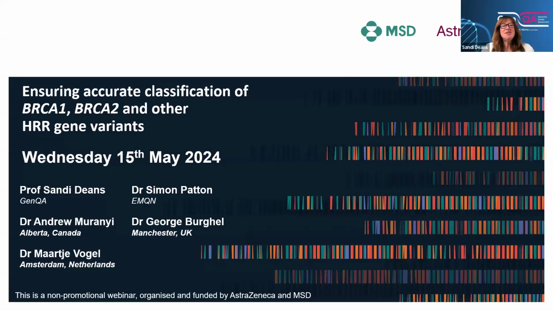Thank you, Simon. So just to add my welcome to everyone on the webinar today. We are joined by 3 of our expert advisors who have been supporting the delivery of run 12 of our BRCA1, BRCA2 and HRR gene variant classification EQA. And we have Dr. Andrew Muryani from Alberta in Canada. So it's very early in the morning for him to join us. So welcome, Andrew. We have Dr. George Burghel from Manchester Genomic Laboratory Hub in the UK, and also Dr. Maartje Vogel from Amsterdam Lab in the Netherlands.